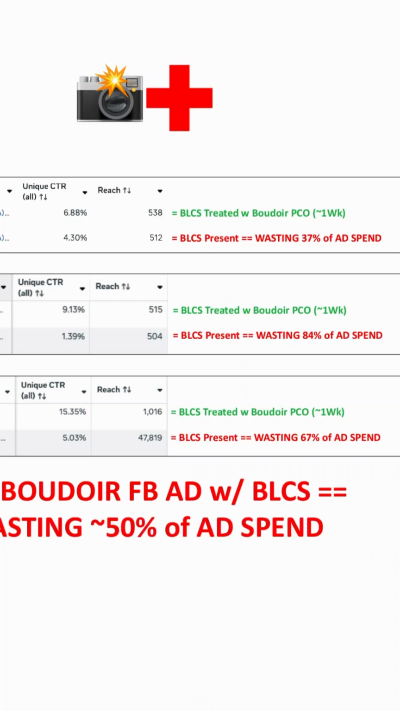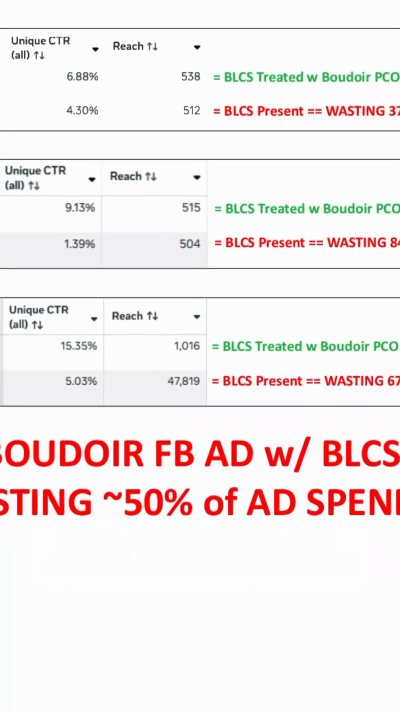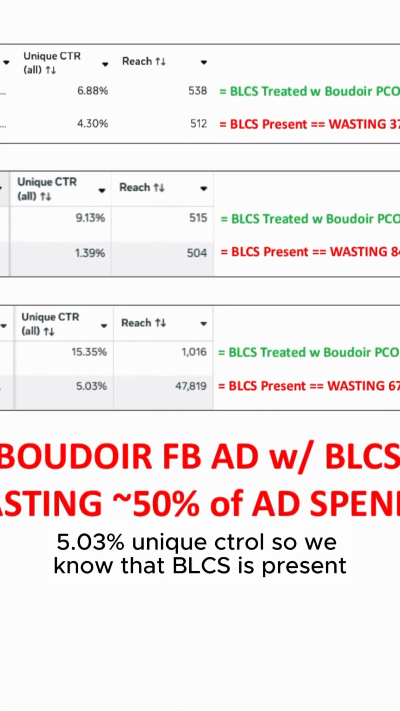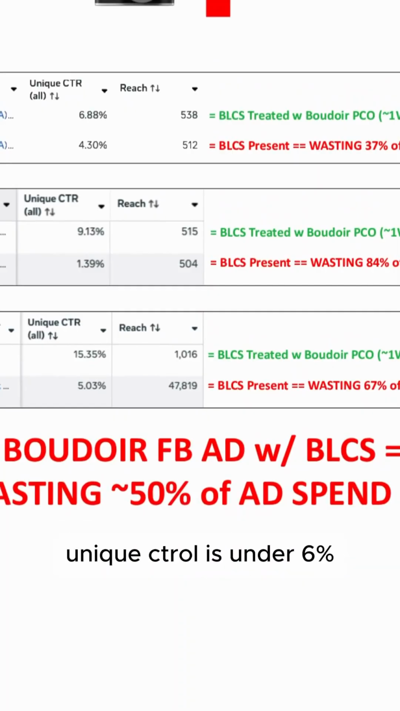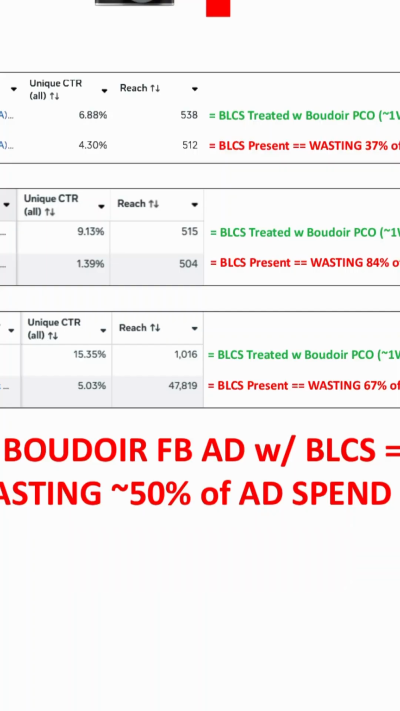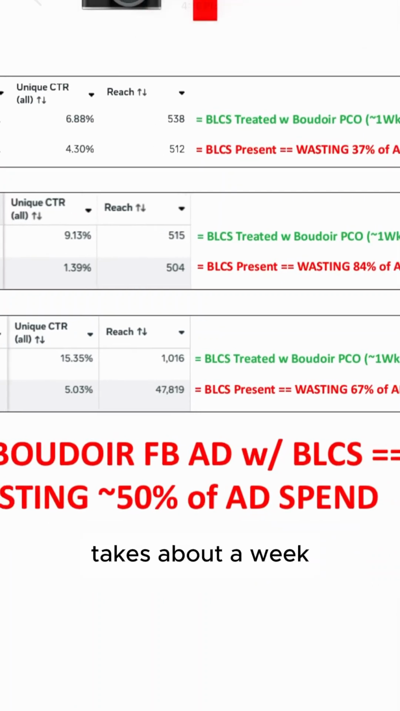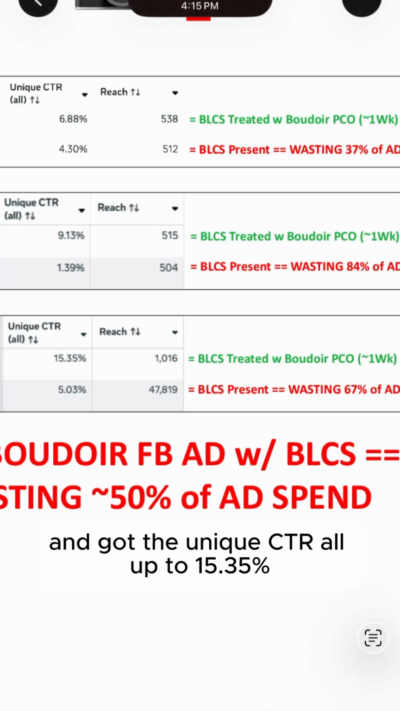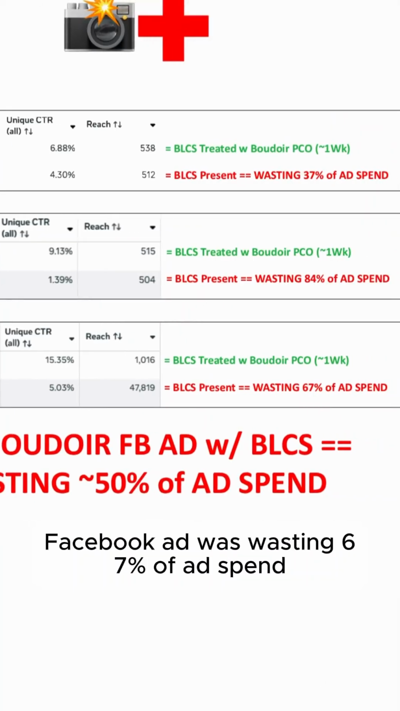Finally, had a patient, a Boudoir Facebook ad, 5.03% unique CTR. So we know that BLCS is present. Unique CTR is under 6%. So duplicated, did a lot of work with this one. So we did our Boudoir Pico treatment, takes about a week, and got the unique CTR all up to 15.35%. So we found out the original Boudoir Facebook ad was wasting 67% of ad spend.